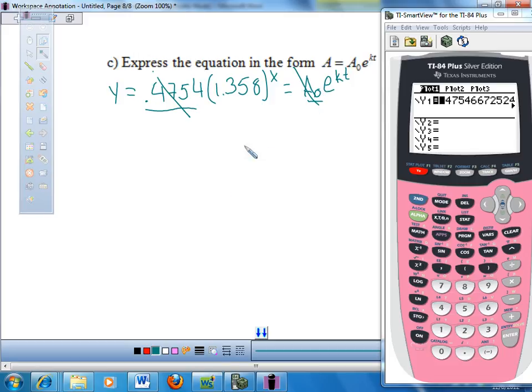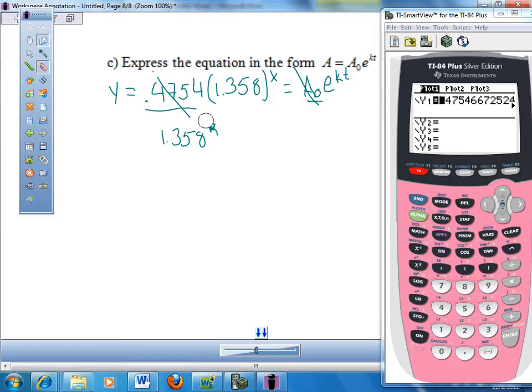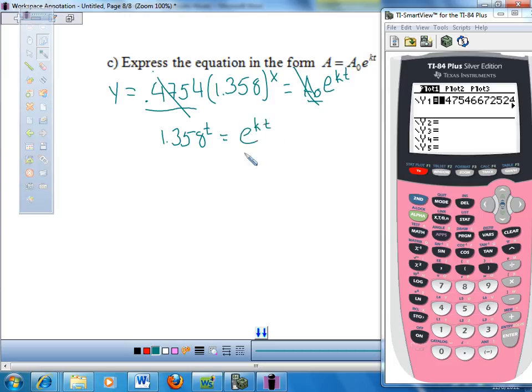And then that must mean that 1.358 raised to the x, which instead of x I'm going to call t, because that's just your variable, has got to be equal to e to the kt. So what does that mean? What does e to the k have to be equal to? e to the k has to be equal to 1.358.